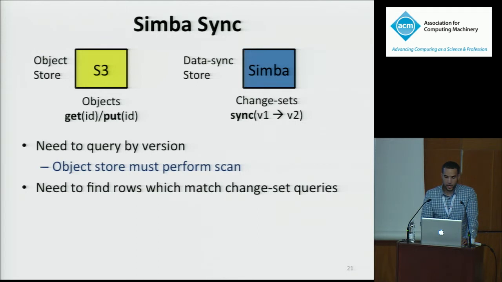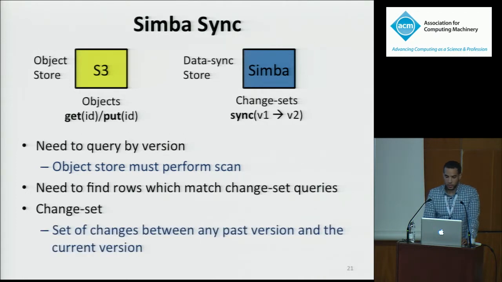And so in the change set, we keep the information about what row data has changed and also what chunks have changed. And last, we define a change set as the set of all changes between any past version of the table and the most recent version of the S table. So let's see how sync works in practice and why change sets are so vital to Simba's efficiency.